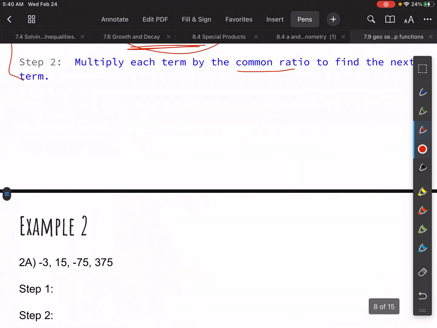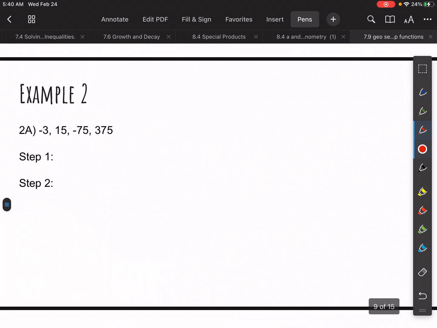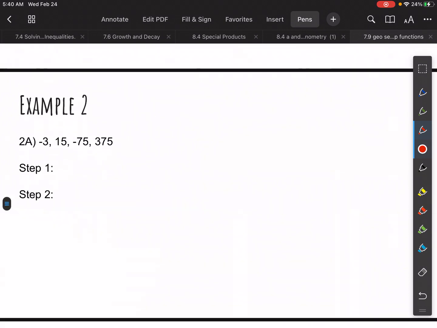Here, for example 2, I believe the directions here are to give me the next couple terms in the sequence. So let's see what's happening. If I go from negative 3 to 15, to find out what's happening here I'm going to take the second term and divide it by the first. So 15 divided by negative 3 gives me negative 5. So what's happening here is I'm multiplying by negative 5, and then I might test that, right? So 15 times negative 5 gives me negative 75. Take that times negative 5, I get a positive 375. So I know my next answer is going to be negative.